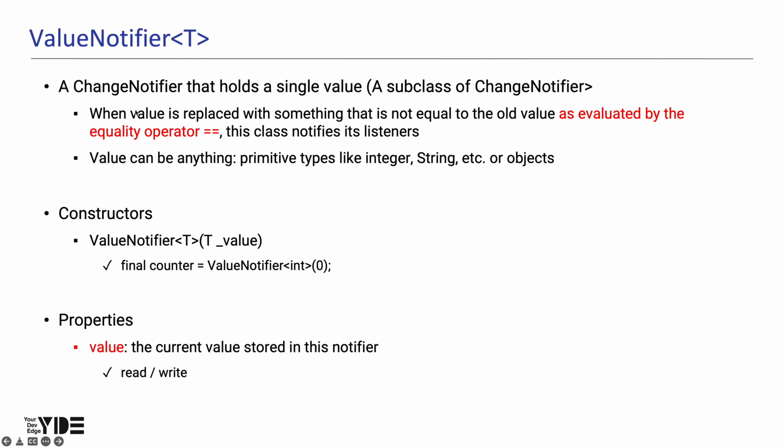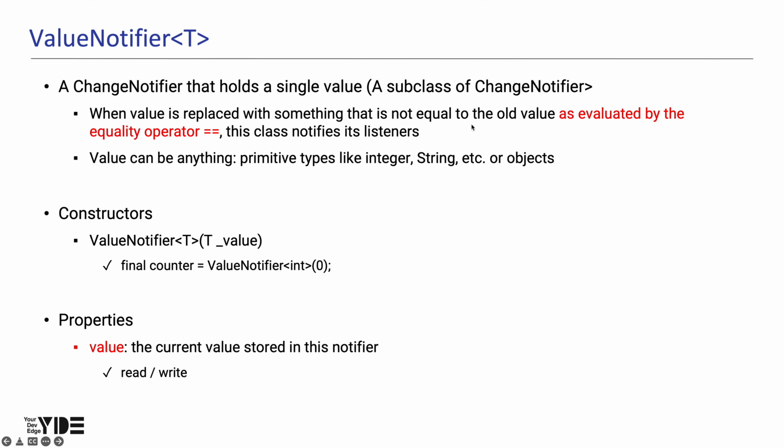First, the ValueNotifier. According to the definition, ValueNotifier<T> is a ChangeNotifier having a value of type T. In fact, ValueNotifier is a subclass of ChangeNotifier. When the value of type T changes, ValueNotifier plays a role of notifying listeners of the changed value. However, how to determine that the value has changed is done using the equality operator.